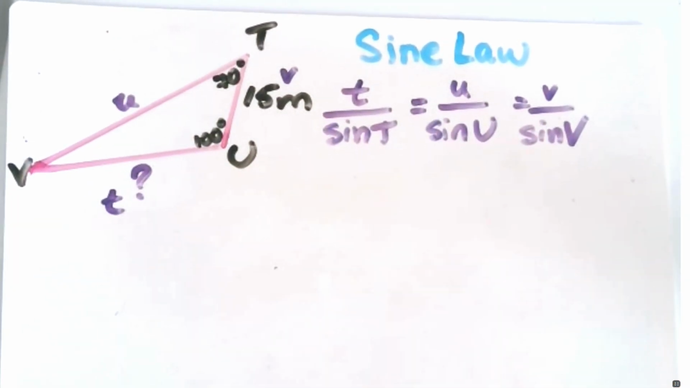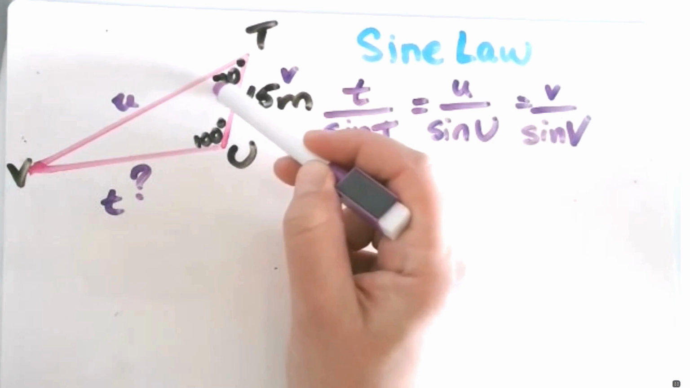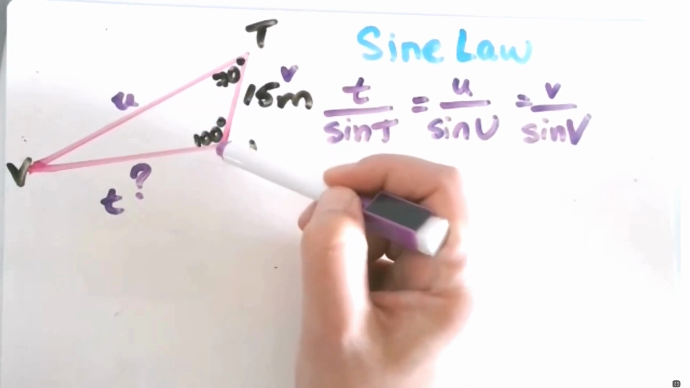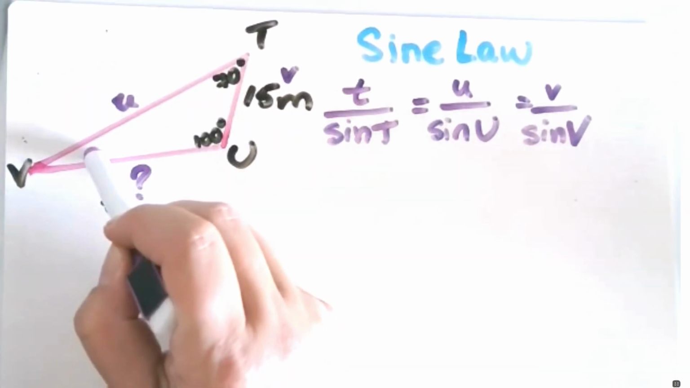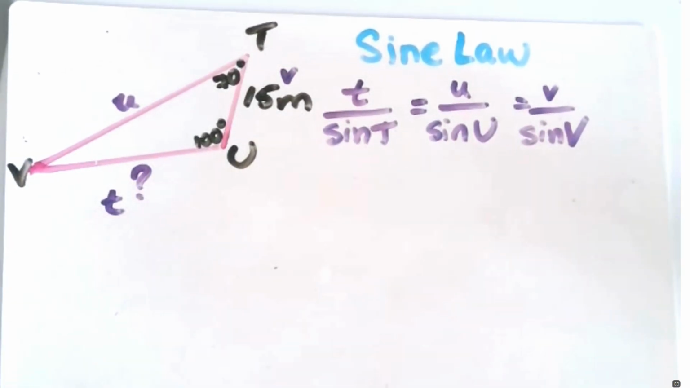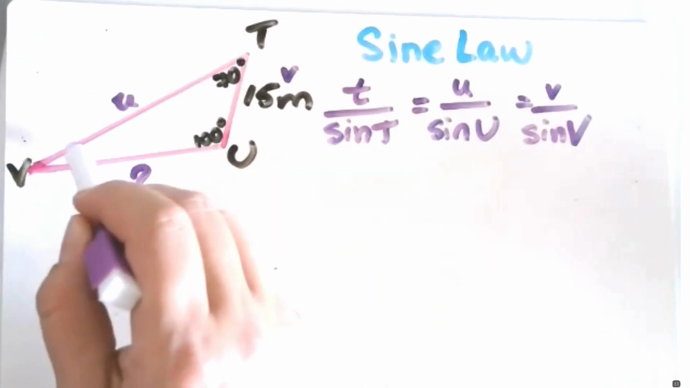So the only problem here is that we don't have a corresponding side and angle. So for example, I'm looking for side length t, and I have angle t, and I have angle u, but I don't have side length u, but I have side length v, but no angle v. So what do we do in this case? This is not a problem at all because I have two known angles and I can just find my third angle.